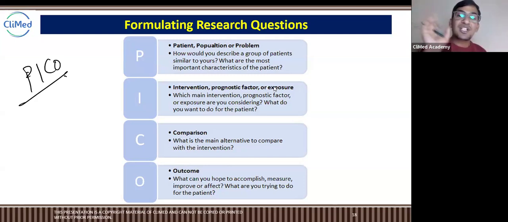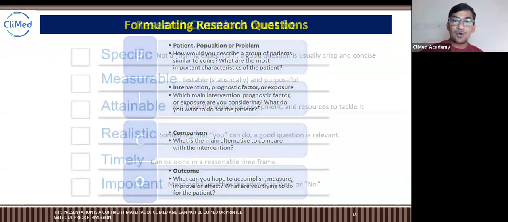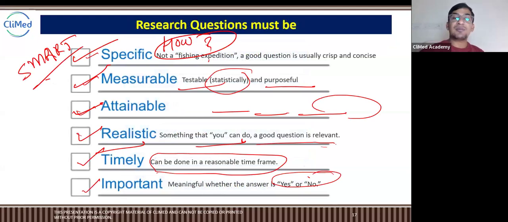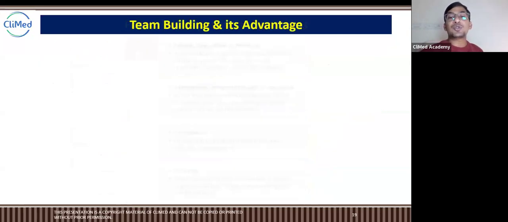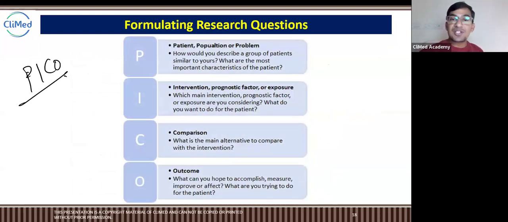So those are everything you have to keep in mind before framing the research questions, not the question paper. Whatever things like PICO and specific, measurable, attainable: you should have the expertise, equipment, resources, and this could be done in a reasonable time. So everything you should keep in mind, and then you should make your research question.